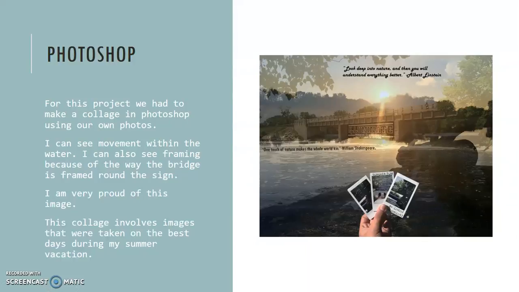The rule of composition I see in this image is movement within the water. I chose this image because this is an image I am very proud of. I had no idea where to start, and somehow putting all these photos together made something amazing. All of these photos were taken during the summer on my favorite days.